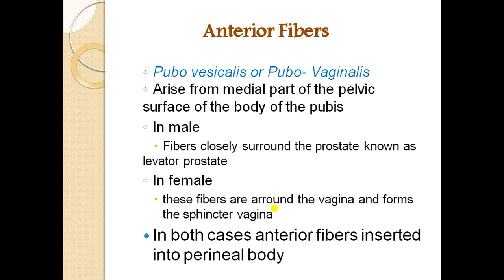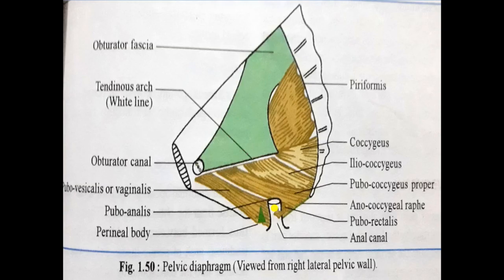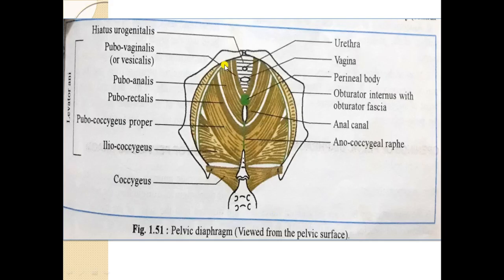Next is the puboanalis muscle. This puboanalis muscle also arises from the white line, and some portion arises from the pelvic surface of the body of the pubis bone, and descends down, backwards and medially. It blends with the anal canal and is continuous with the longitudinal musculature of the anal canal, and some portion is also inserted into the perineal body. But most of the fibers are continuous as the anorectal longitudinal musculature of the anus. So this is about the puboanalis.